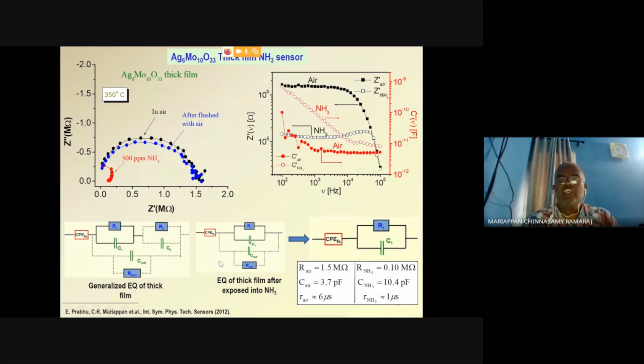Here you can see the resistance in the presence of air, and capacitance in the presence of air, and resistance in the presence of ammonia, and capacitance in the presence of ammonia. So that means you can get two parameters. The resistance is dropping down and the capacitance is increasing in the presence of ammonia. Why is the capacitance increasing?